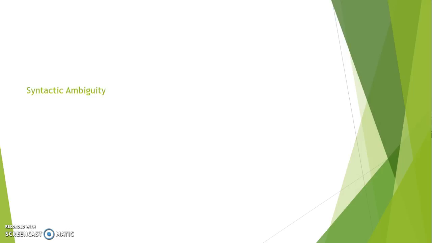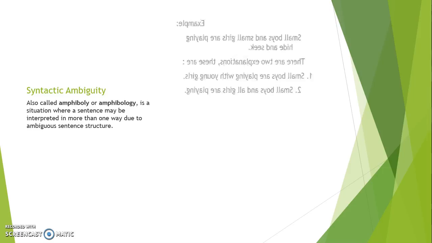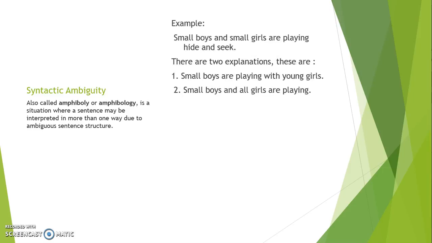What is syntactic ambiguity? It is also called amphiboly or amphibology. It's a situation where a sentence may be interpreted in more than one way due to ambiguous sentence structure. For example, small boys and small girls are playing hide and seek. There are two explanations. These are small boys are playing with young girls, and then small boys and all girls are playing.